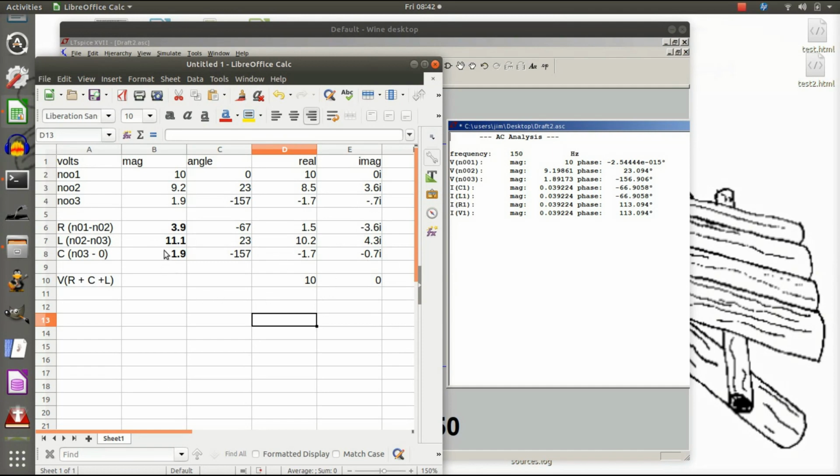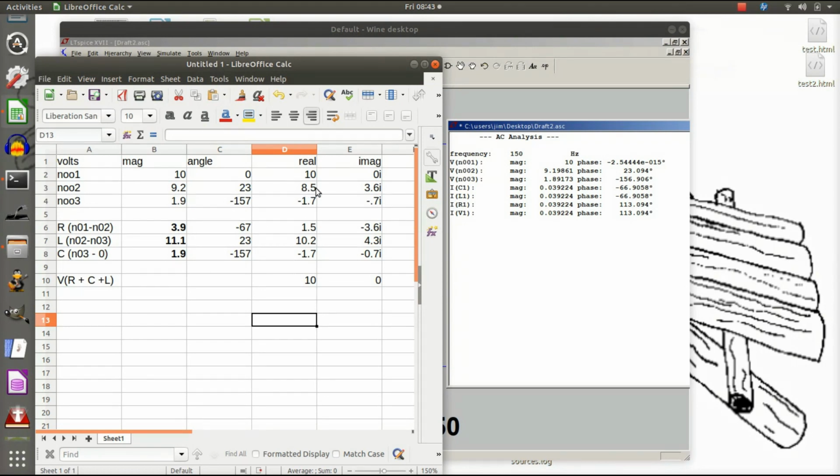Now I can go in and I can look at the voltage drops across the resistor, which would be the node 1 voltage minus the node 2 voltage. So whatever the node 1 voltage is, I subtract the node 2 voltage and I get it. Well, if I come over here to this part where I've got the rectangular, it's easier to do the subtraction. And so what I did is I just subtracted. 10 minus 8.5 is 1.5. 0 minus 3.6 is minus 3.6. So that is my rectangular value for the voltage drop across R.